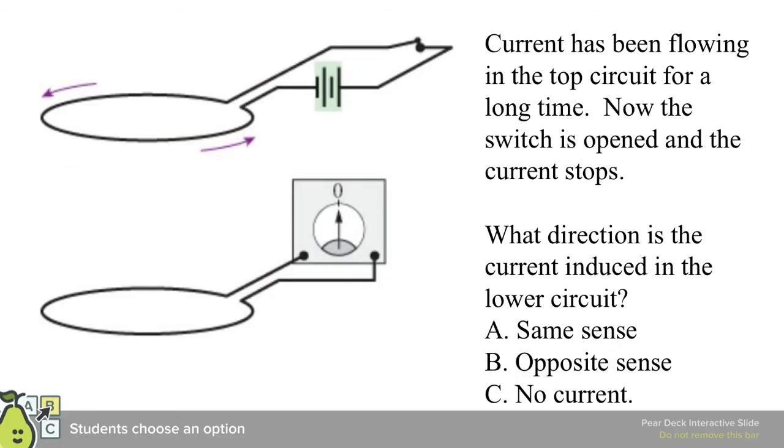Current has been flowing in the top circuit for a long time. Now the switch is opened and the current stops. What direction is the current induced in the lower circuit? In the same sense, the opposite sense, or no current?